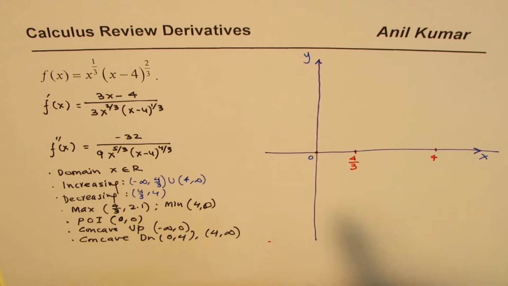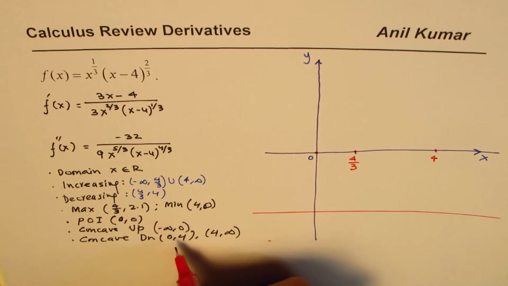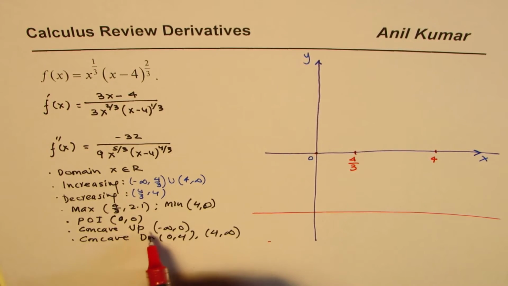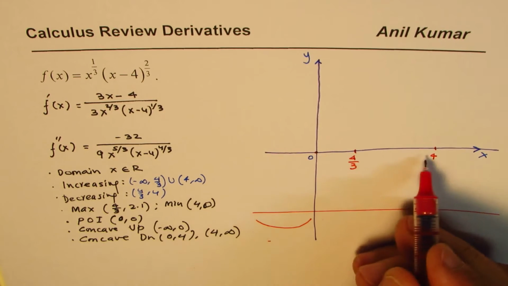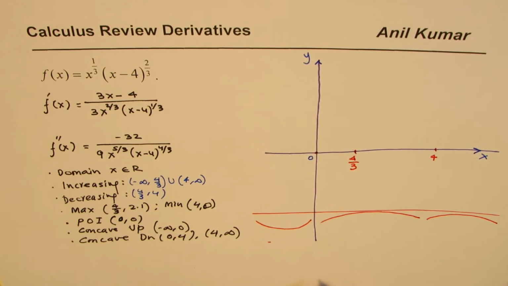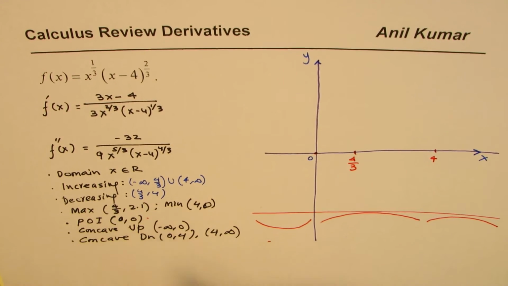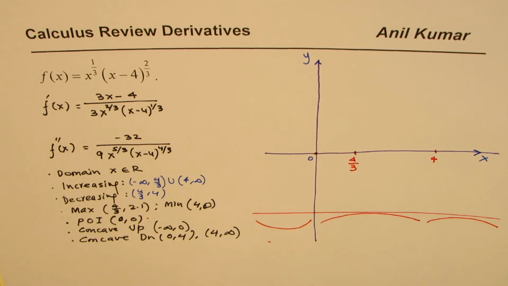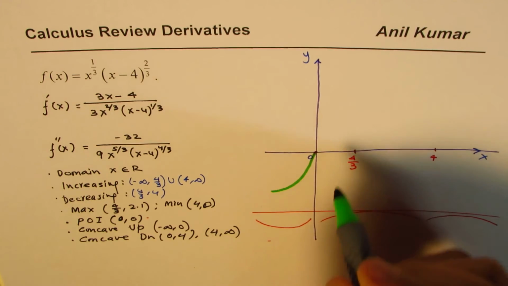Now, let me summarize our learnings here once again, looking into all this. The nature of the graph: concave up from minus infinity to 0. It's kind of like this in this interval, and concave down is kind of like this in this interval. Do you see that? That's the shape of the graph. And we have a point of inflection at 0. So in this part, we can sketch the graph like this. This is concave up.